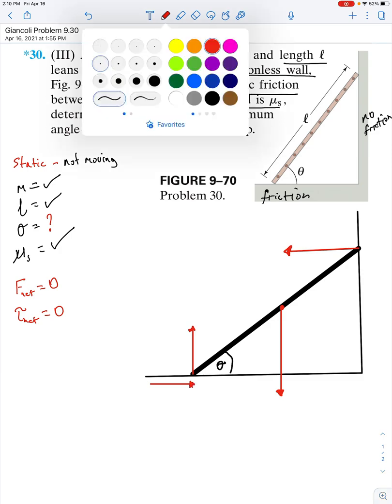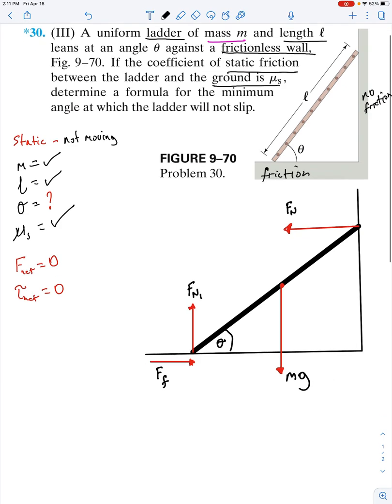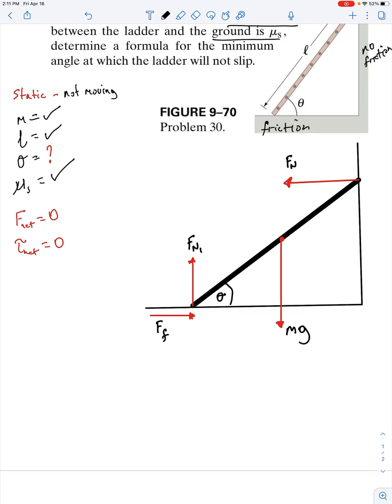So now we just label them. We're going to call this Fn, this Fn1, and this Ff. Sweet. Oh, Mg. Nice and easy. So now we're going to check. When you're doing one of these static equilibrium problems, if they're not really asking you for some sort of force, you don't start with forces up equals forces down. The reason is because you're always going to have two forces missing. If you have two forces missing in each dimension, it's a wrap. In other words, you just start with torque. Always start with torque.